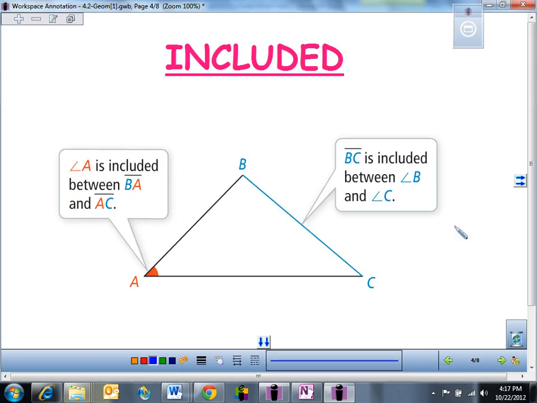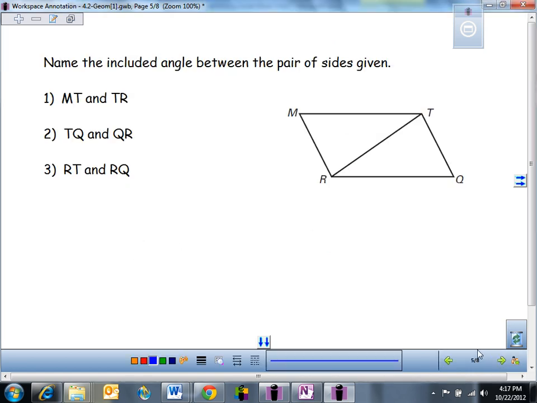The next vocab word you need to worry about is included. Angle A is included between segment BA, so this side right here, and this side right here. So it is in between them. BC is included between angle B and angle C, so it's in between. And that becomes important in the next two theorems that we have.